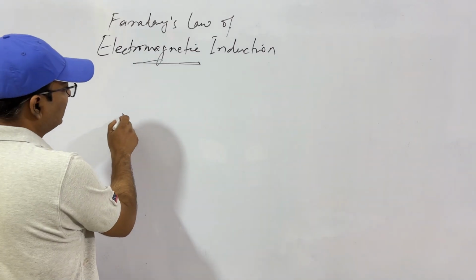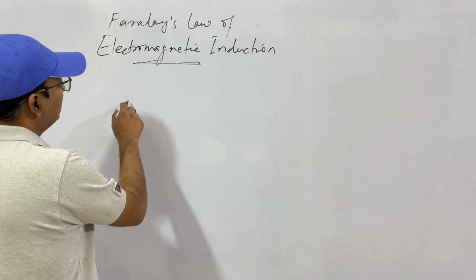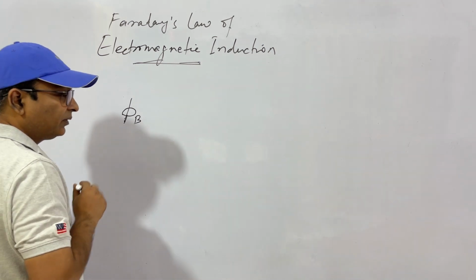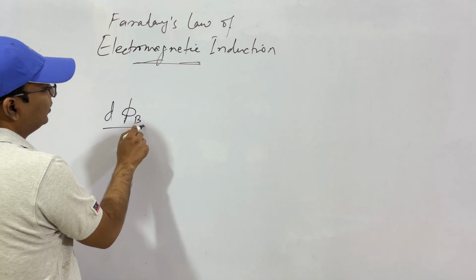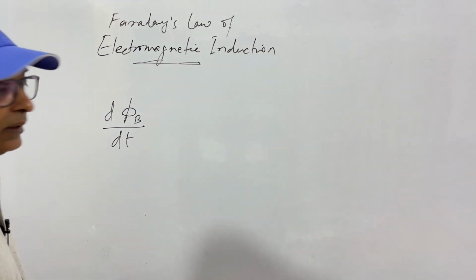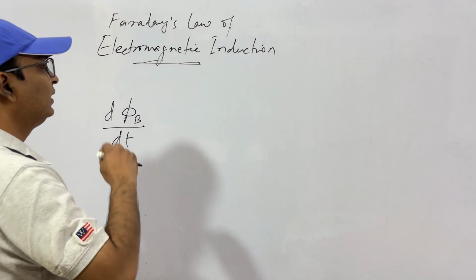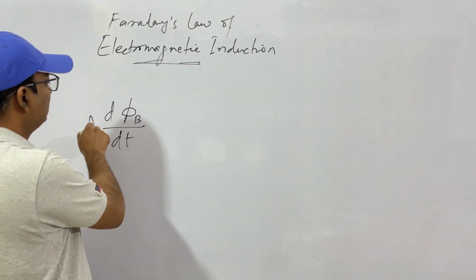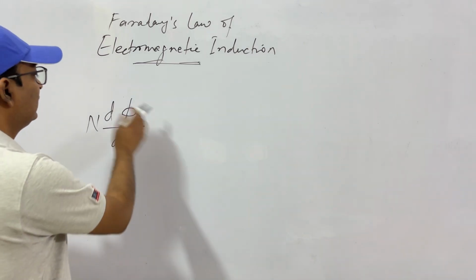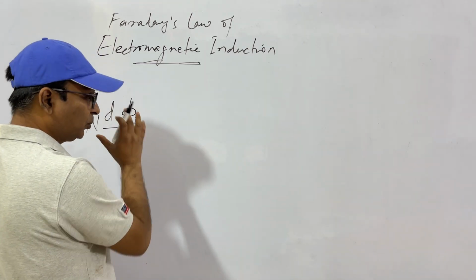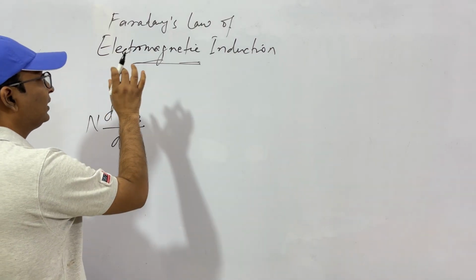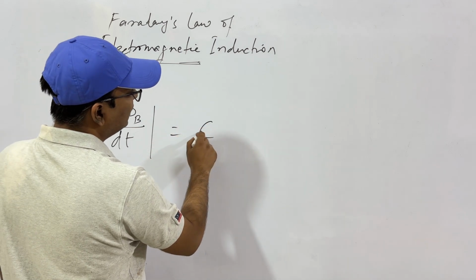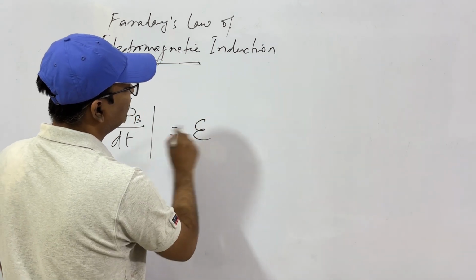It says the flux in a coil, let it be denoted by phi B. If the magnetic field is changing with respect to time, we can show it like this, d phi by dt. And if this is due to one winding, if there are n number of turns, this will be n d phi by dt. This is proportional to the rate of change of magnetic field. Faraday's law of electromagnetic induction states that this is equal to the electromotive force induced in the coil.